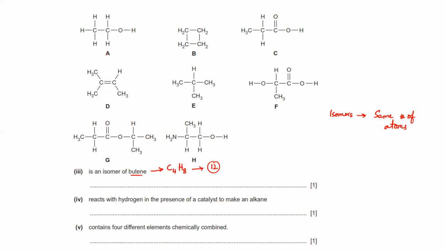So we have calculated this till part A, B, C, D. So none of them have 12 atoms. So let's see part E. 1, 2, 3, 4. So C is 4. And H, 1, 2, 3, 4, 5, 6, 7, 8, 9, 10. So C4H10. So no, this is not it. Again, this comes with OH. So this is not an isomer of butene.